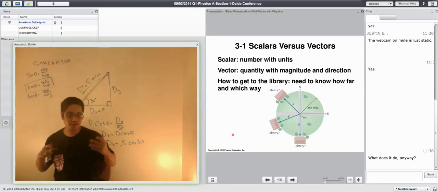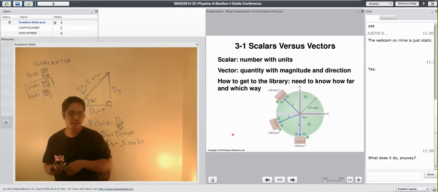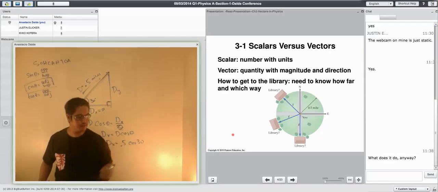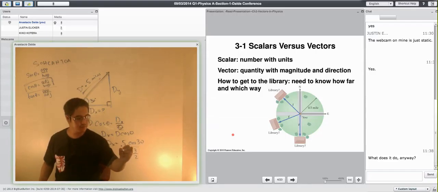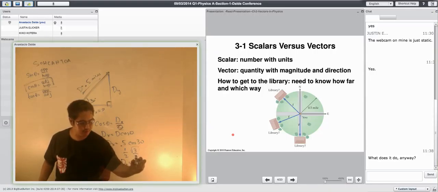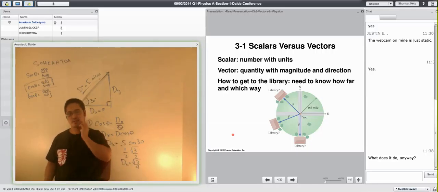So the angle that we're talking about is 0.5 times the cosine of 30. This is actually the square root of 3 over 2. 0.5 is the same as 1/2. So dx is equal to the square root of 3 over 4. You plug that into your calculator, you figure out what it is.